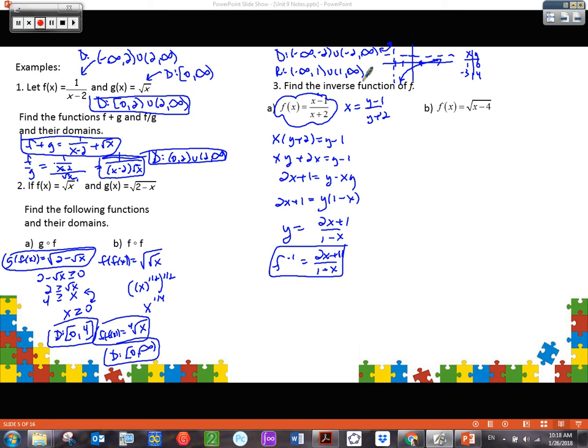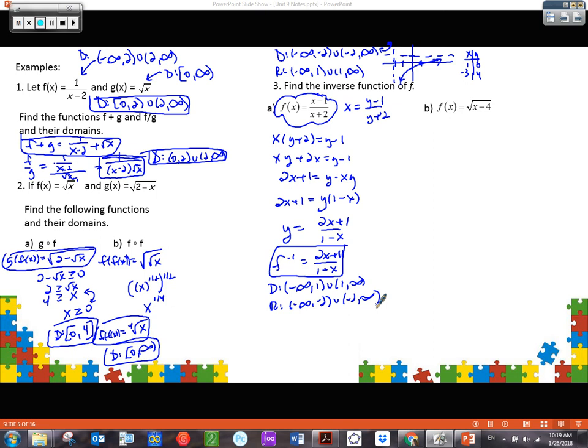Now the inverse is going to have those flipped, right? The domain and range are going to be flipped. So let's do that. So this inverse, the range of the original would be the domain of the inverse. And the domain of the original would be the range of the inverse.